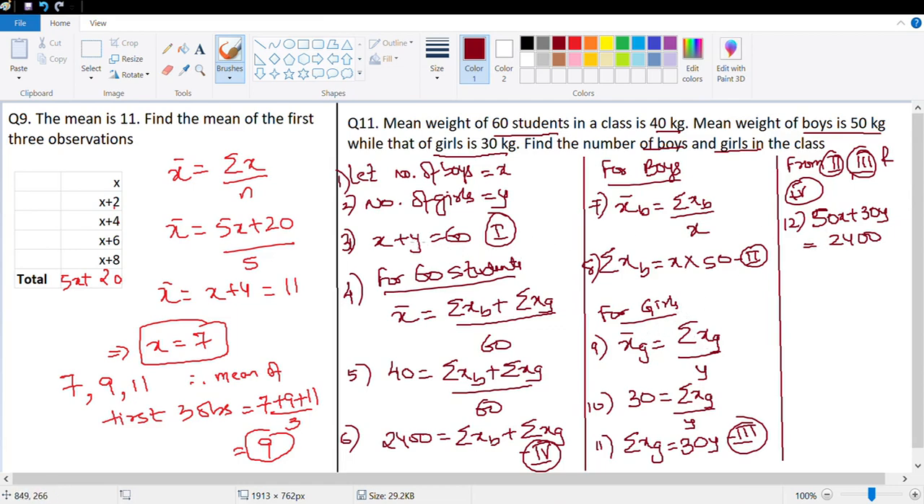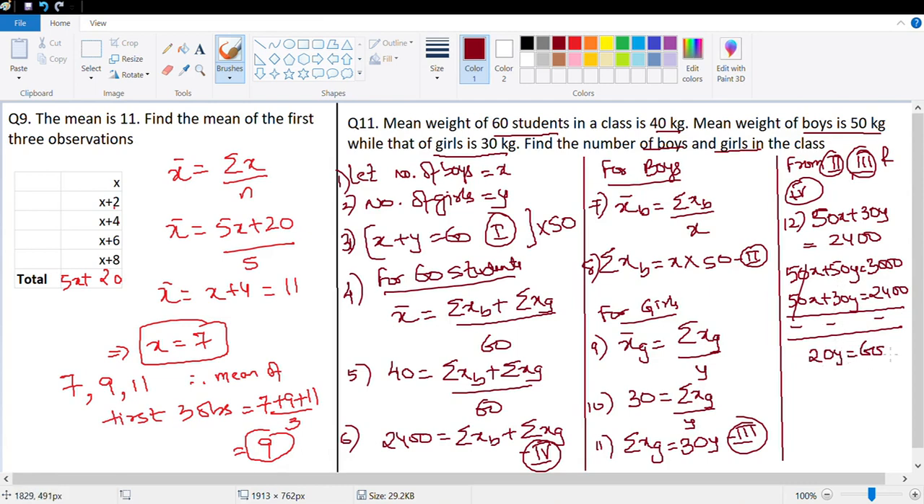Now we'll have to solve these two equations simultaneously. Let's multiply this with 50. So what we get is 50x plus 50y is equal to 60 into 50, that's 3000, and this is 50x plus 30y is equal to 2400. Let's subtract. 50x minus 50x gets cancelled. 50 minus 30, that's 20y is equal to 600.